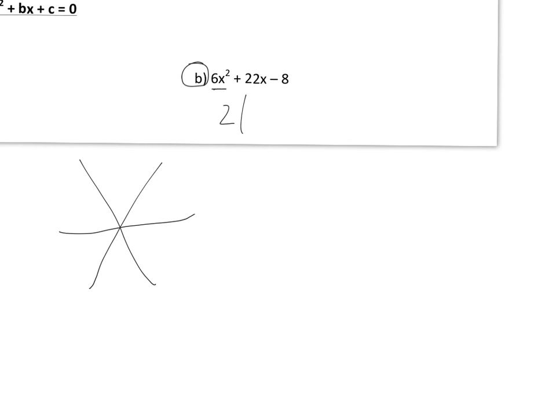So if I take out a 2, I then get 3x squared plus 11x minus 4, which still means I do need to use a snowflake method because there is a 3 now in front of x squared. So in order to fill out my snowflake, I need to put a times c at the top, so 3 times negative 4 is negative 12, b on the bottom, a in the other two top spots. And now I need to ask myself, what are the factors of negative 12 that when added together give me 11? And those are 12 and negative 1.